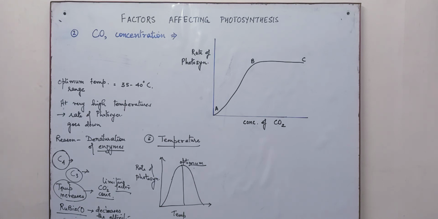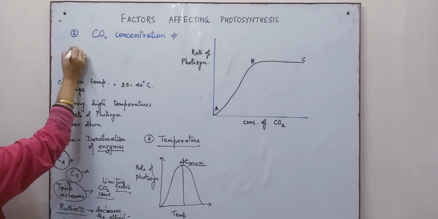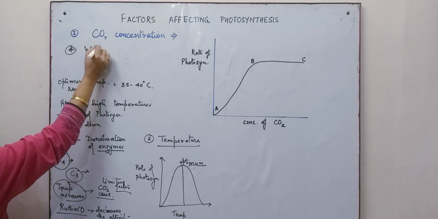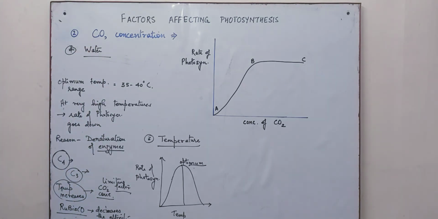Now, the last factor, which is very important again, is the water. Now, when we talk of water as a limiting factor over here, the water actually is one of the major reactants in the light reaction, because the splitting of the water provides the protons, and also the oxygen is released as the byproduct, and the electrons are continuously supplied to the photosystems. Now, the effect of water is not a direct effect on the plant, but it is on the photosynthesis.